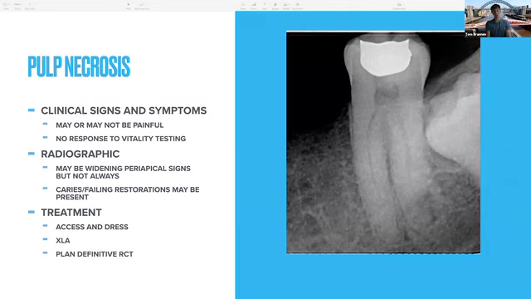But if it is pulp necrosis and you've diagnosed it and you say, no, this is definitely it, these are often ones where it really depends on the patient's level of symptoms about whether you feel you need to treat it in that emergency appointment or whether they say, oh, it's not too bad.